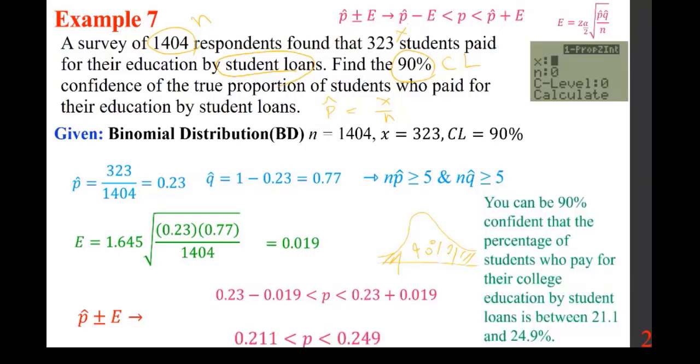What does it mean? That means we are 90% confident that this confidence interval of 0.211 to 0.249 does contain the true percentage. So you can be 90% confident that the percentage of students who pay for their college education by student loan is between 0.211 and 0.249, which means 21.1% and 24.9%. Let's look at the last question of the section.